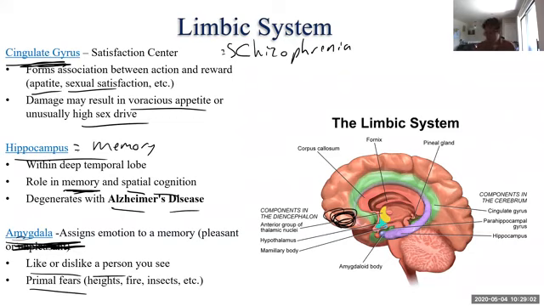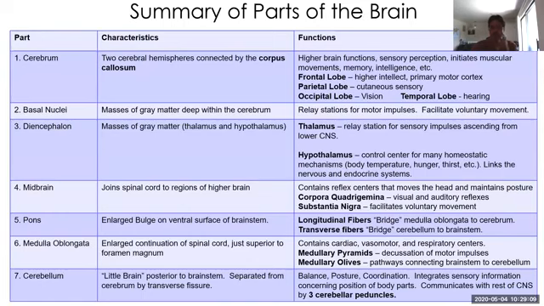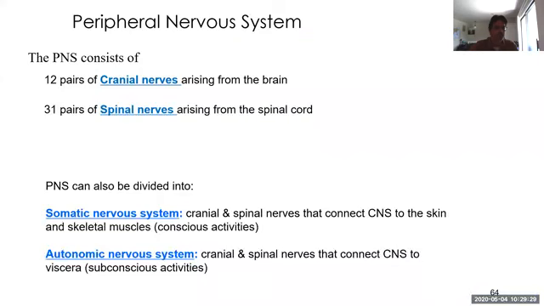Now, with that said, I'm only going to add a couple things with the peripheral nervous system. So this is just a summary of the major parts of the brain, from the cerebrum, basal nuclei, diencephalon, that is the thalamus, hypothalamus, pituitary gland, midbrain, pons. I'm not going to go over all these because we just covered them all. But that's pretty much what we've talked about for most of our lecture for today.